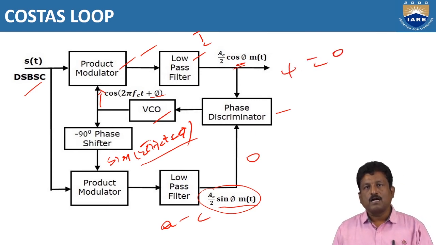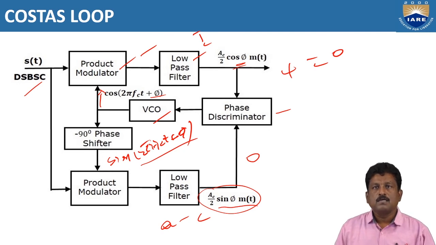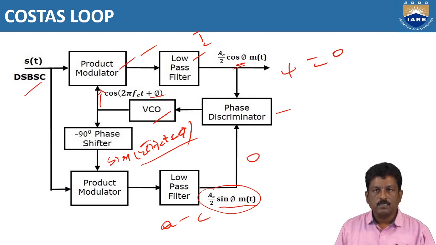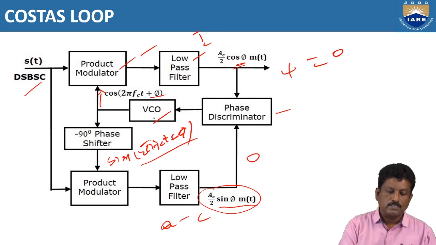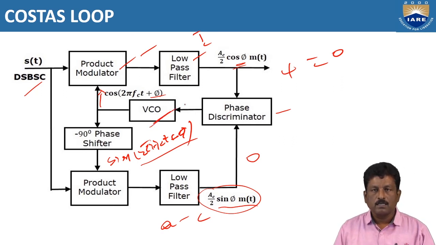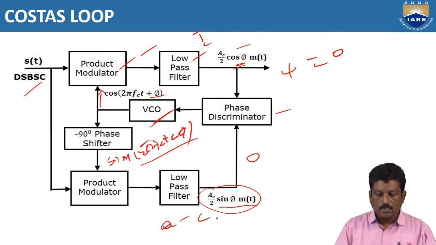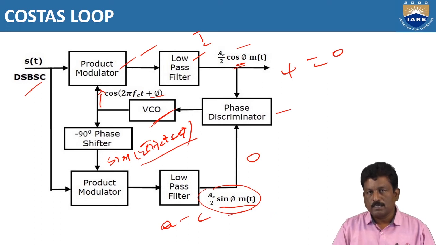So overall, the Costas loop is nothing but a combination of two coherent detectors. The upper coherent detector is the I channel, and the lower one is the Q channel, the lower coherent detector. The difference is that you have to observe the carrier signal generated by the VCO, voltage controlled oscillator, is directly given to the I channel and passed through a minus 90 degree shift for the other. So we'll see how we derive this Ac/2 cos(phi) m(t) for the I channel and Ac/2 sin(phi) m(t) for the lower channel in the mathematical expressions.